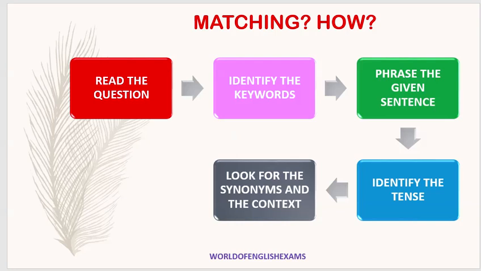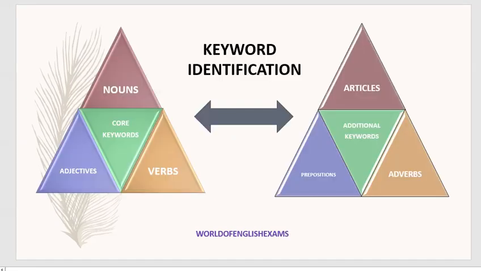This is a very, very important step, guys. So the more accurately and precisely you identify the keywords, the easier it gets to identify and match the information. So on that note, let's continue to learning keyword identification strategy. Yes, so as you can see on the screen, these two triangles are going to help us in locating the keywords. Now, what exactly is a keyword?